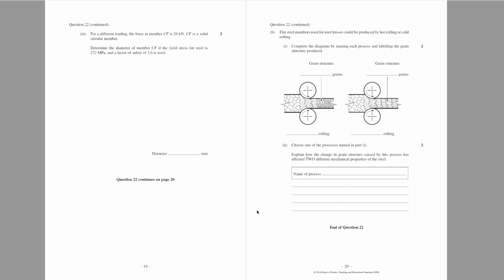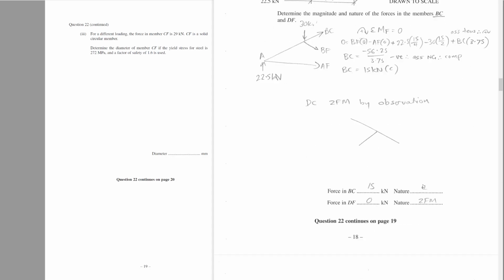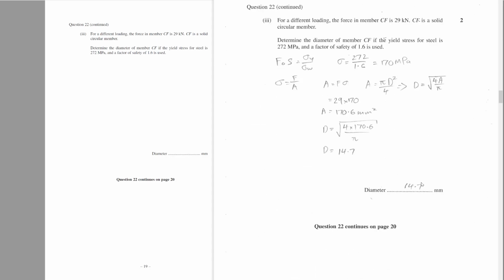Determine the diameter. I think it's pretty simple, but I'll just quickly show you my notes. The first thing we need to know is factor of safety is yield stress over working stress. I can see that my stress symbols there don't look particularly good, so I should probably be more mindful of that. So my stress that we're working with is 170, right? So we're taking the 272 and converting it to 170.